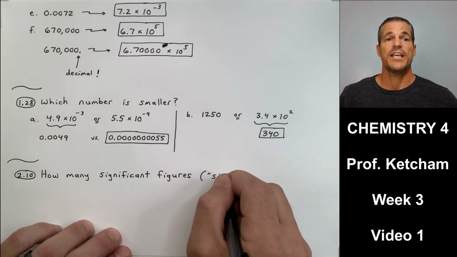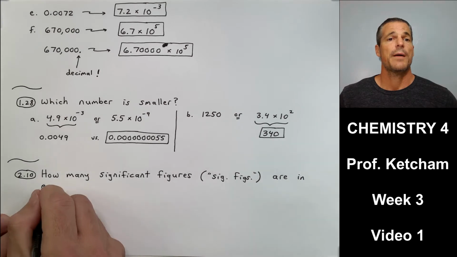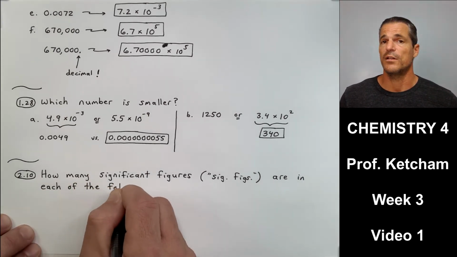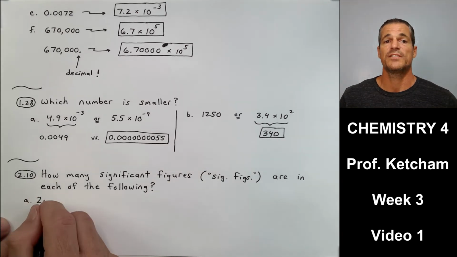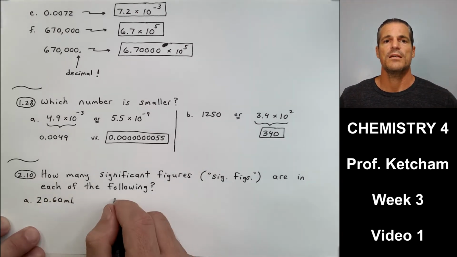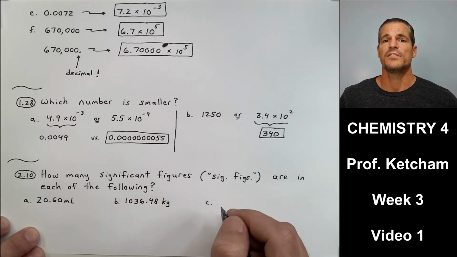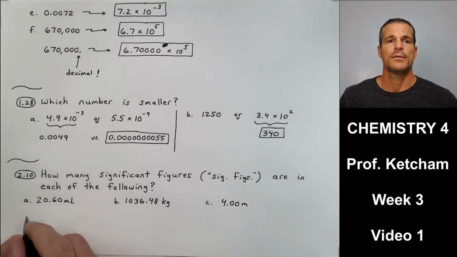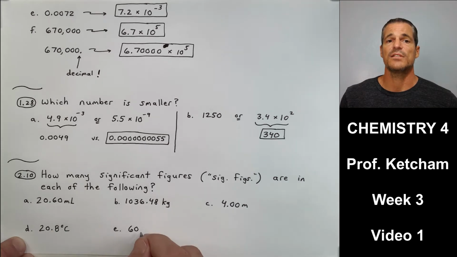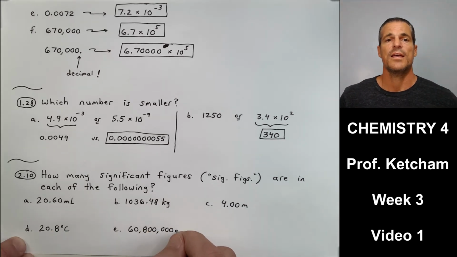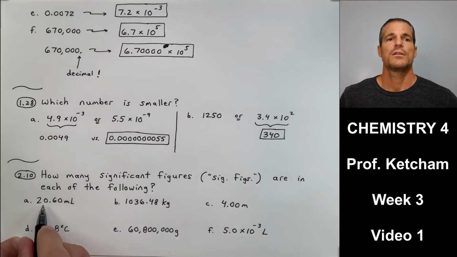All right, number 10, this is from chapter 2 now. Chapter 2, number 10. How many significant figures are in each of the following? All right, so I'm going to draw some out here. A, 20.60 milliliters. B, 1,036.48 kilograms. And C, 4.00 meters. D, 20.8 degrees Celsius. E, 60,800,000 grams. F, 5.0 times 10 to the minus 3rd liters.